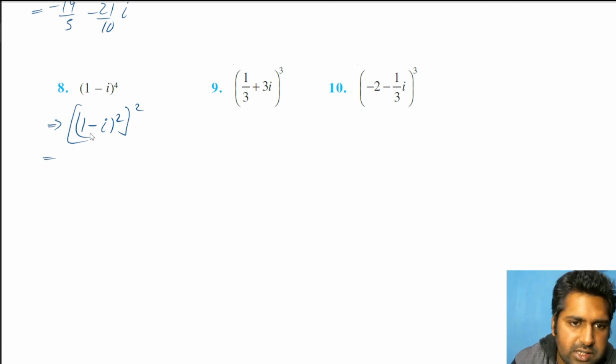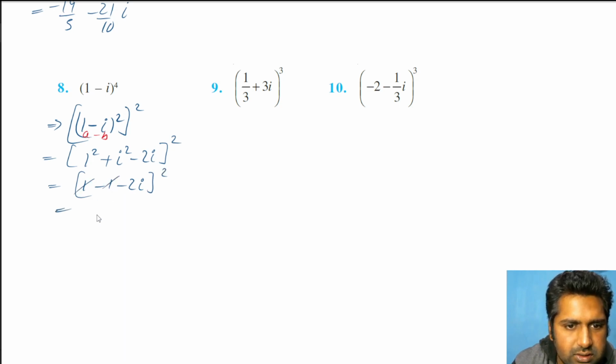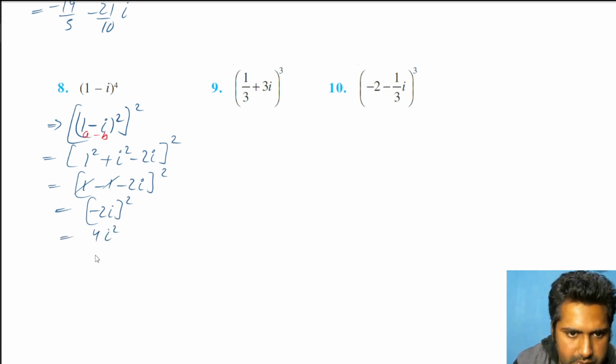Let's solve this 1 minus iota whole square. So we'll use the identity of a minus b whole square. So same basic identity, a square plus b square minus 2ab, so 2 iota, and then a whole square is there. So 1 square is 1, iota square is minus 1, minus 2i whole square. 1 minus 1 cancel each other, so minus 2 iota whole square. So square everything. Minus 2 whole square is 4, iota square is iota square, and what is iota square again? Minus 1. So 4 into minus 1, that's minus 4.